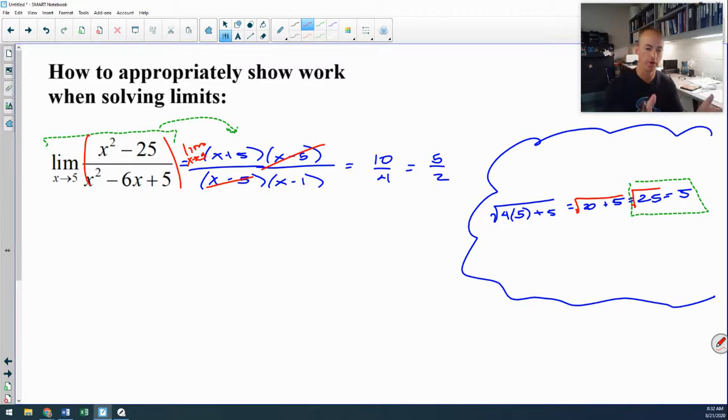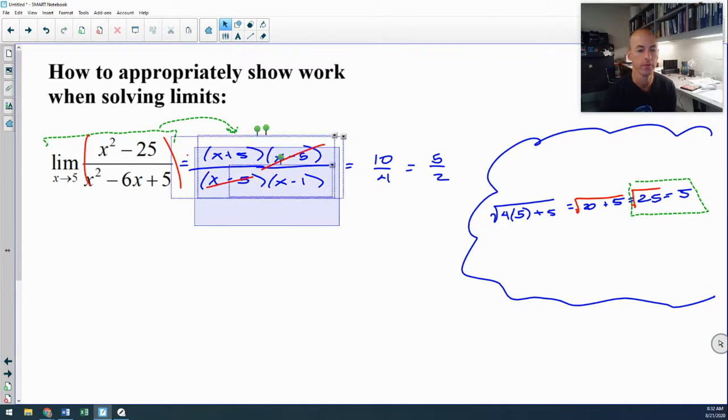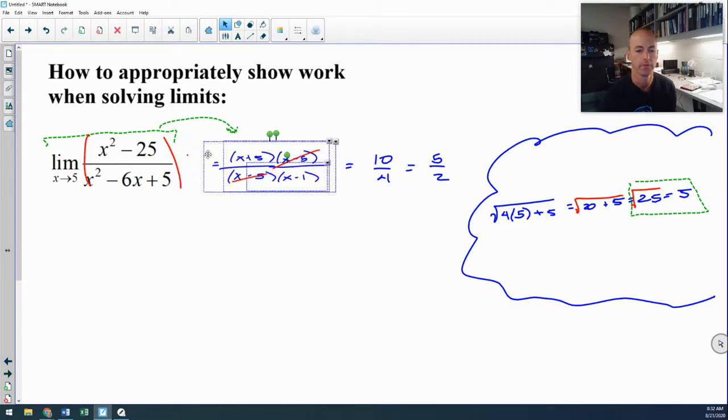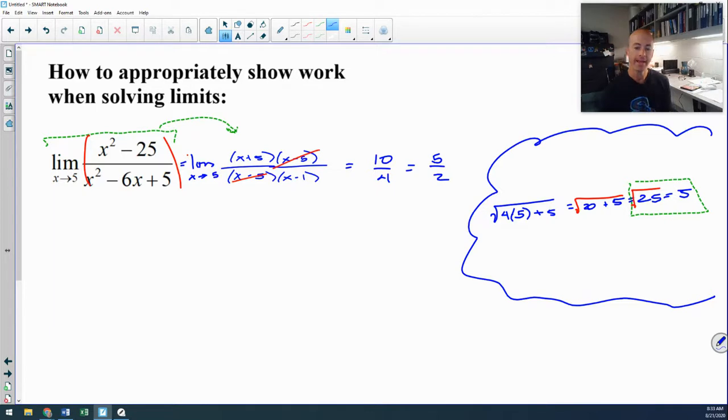You don't just work on the inside and ignore the limit, keep it in your head, and substitute in the end. So make sure that you write the limit as x approaches 5 in every little bitty step until you actually do the direct substitution. And so I'm going to fix this really quick. Shrink this up. I'm going to move this equal sign over. And so now I'm going to write the limit as x approaches 5. And now my work is correct.